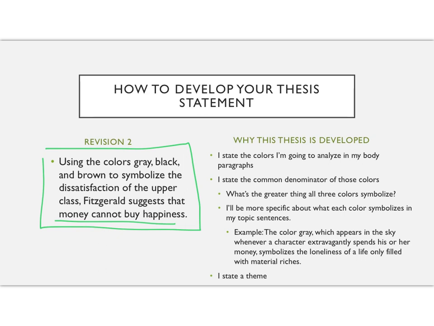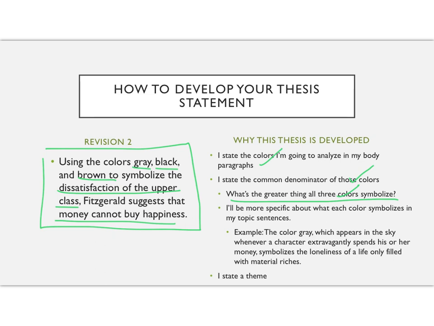So let me just go through the checklist of why this thesis is a developed one and why it's sufficiently developed. First of all, I state the colors I'm going to analyze in the body paragraphs. I have gray, black, brown. I state the common denominator of those colors. What's the greater thing all 3 colors symbolize? I have that here. Dissatisfaction of the upper class. Good.